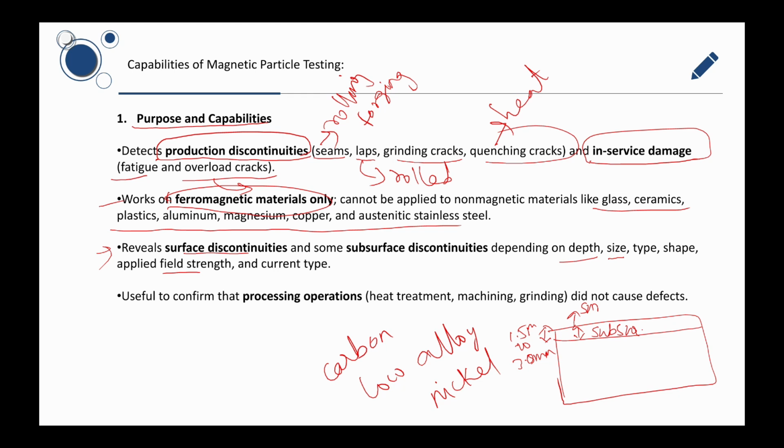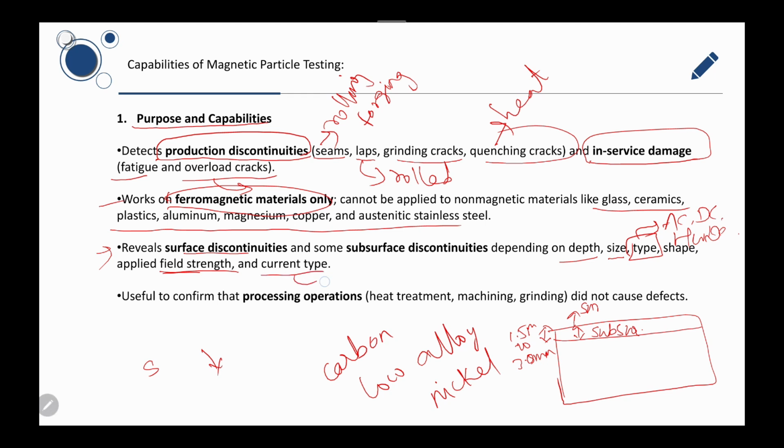Shallow cracks are easier to detect, and for size and shape, sharp and narrow cracks cause stronger leakage fields. Then what types of magnetic fields are we using? AC, DC and half-wave DC. The next is field strength. The stronger the magnetic field, the deeper it can penetrate into the material. If the field strength is weak, the magnetization may not reach deep into the material, which means small or deeper cracks might be missed.